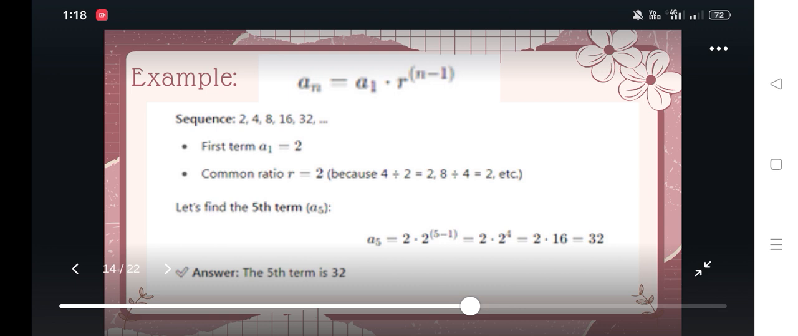Then our nth term, or term number or term position, is 5. So 5 minus 1. So let's solve. Again, PEMDAS, 5 minus 1 is 4. Next, exponent. We have 2 to the 4th power, so it would be equal to 16. So 2 times 16 is equal to 32. So our final answer is the fifth term is 32. Okay, very good.